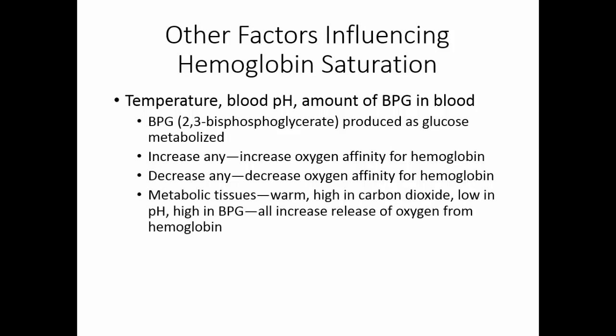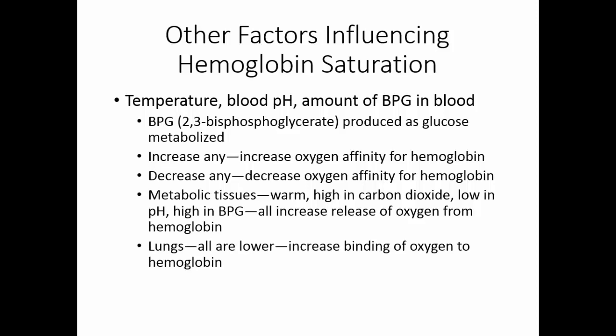In metabolic tissues, the blood is warm. There is a high carbon dioxide concentration, which automatically means there's a low pH, and there's a high BPG. All of these will increase the release of oxygen from hemoglobin. In the lungs, all of these things are lower, so that we increase the binding of oxygen to hemoglobin. We pick up oxygen more readily.